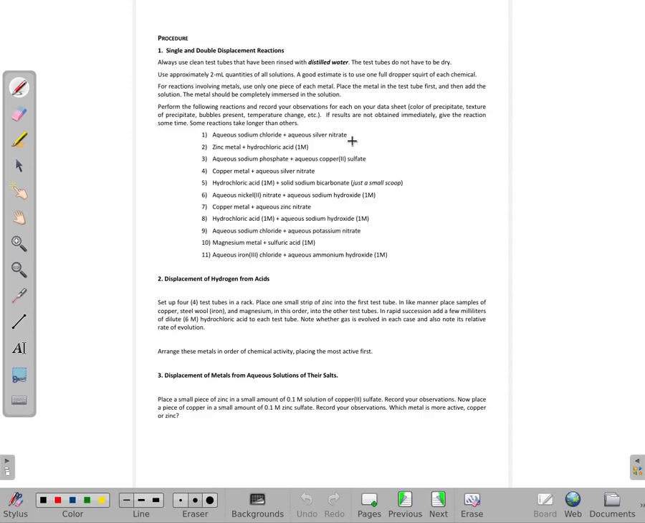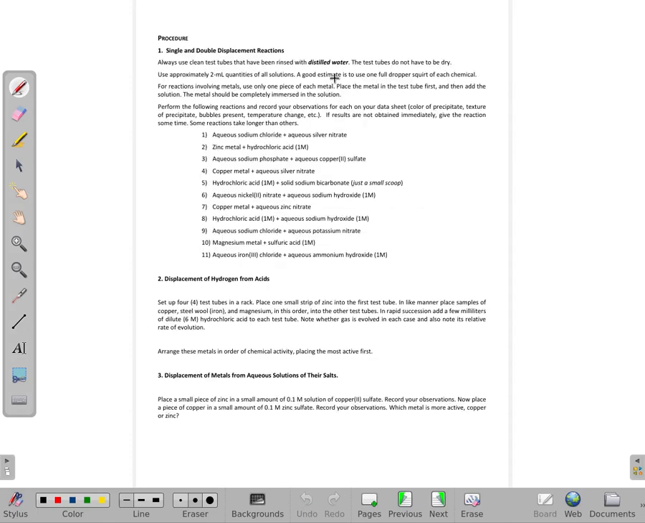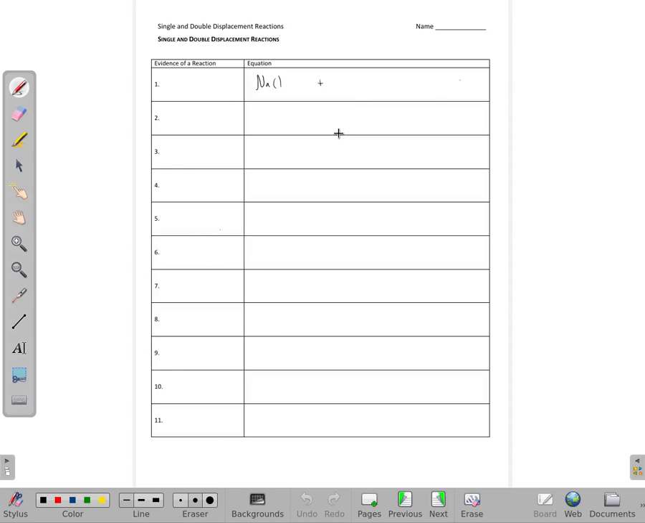Well, I know the charge of sodium and I know the charge of chloride, so sodium chloride is just NaCl. And then silver nitrate, Ag is positive, NO3 is negative, so AgNO3. All right, I have 2 ionic compounds, 2 metals, 2 nonmetals. This is a double displacement reaction.